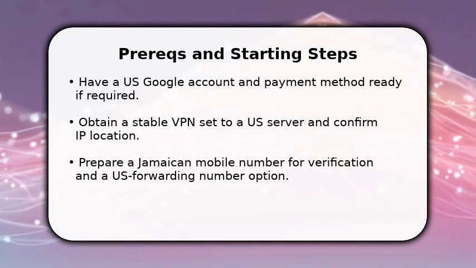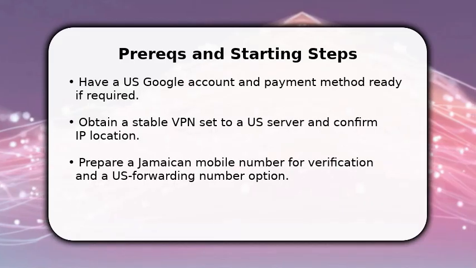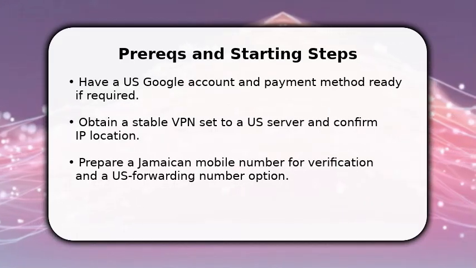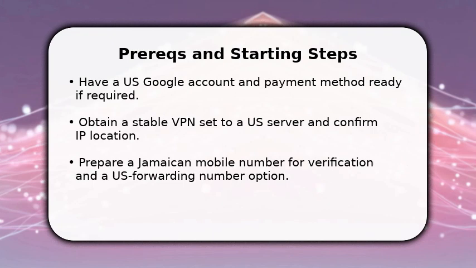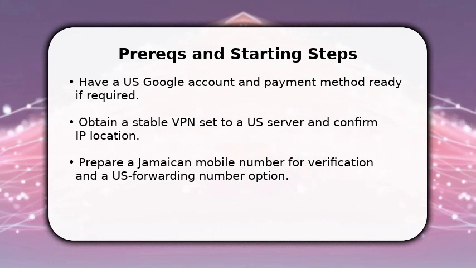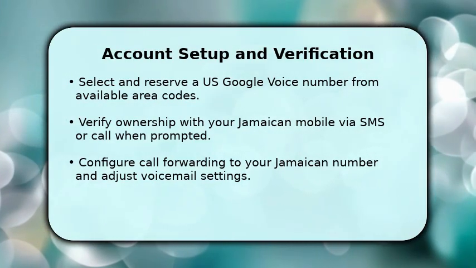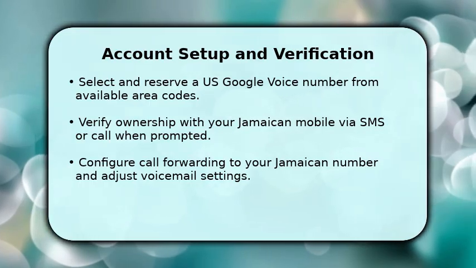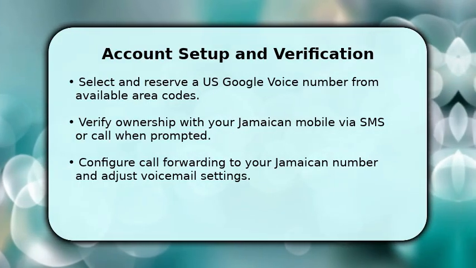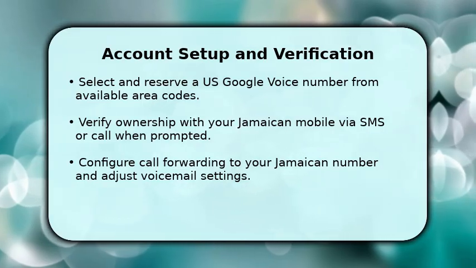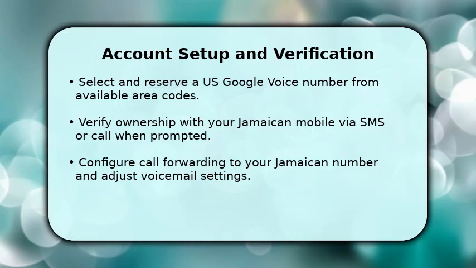Finally, keep your Jamaican SIM active. Google may ask to verify via SMS or call, so be ready to receive that code. Once you pick a US Google Voice number, Google will require verification. Choose SMS or call to your Jamaican mobile and enter the code when it arrives. Make sure your VPN stays on a US server while completing verification to avoid geo-blocks.